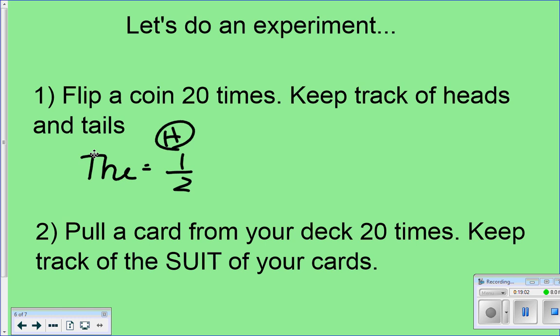Okay, let's do another experiment. Put your coin to the side. Okay, we're going to do another one. Do you want to do it in groups? It'd be easier to do in groups. This one would be. Okay?